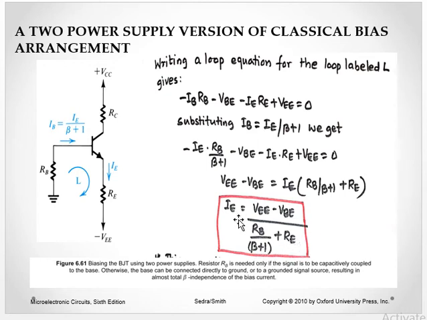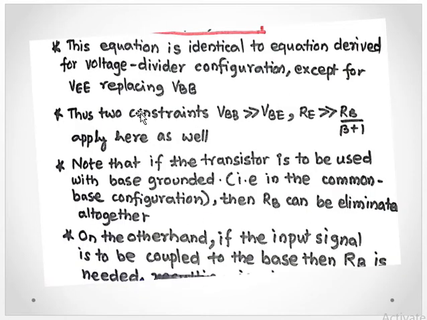If you compare with the previous circuit analysis that we did in the previous video, VBB is replaced by VEE, and the emitter current expression is almost the same. This equation is identical to the equation derived for the voltage divider configuration except for VEE replacing VBB. Thus, the two constraints, VBB very much greater than VBE and RE very much greater than RB by beta plus 1, apply here as well.